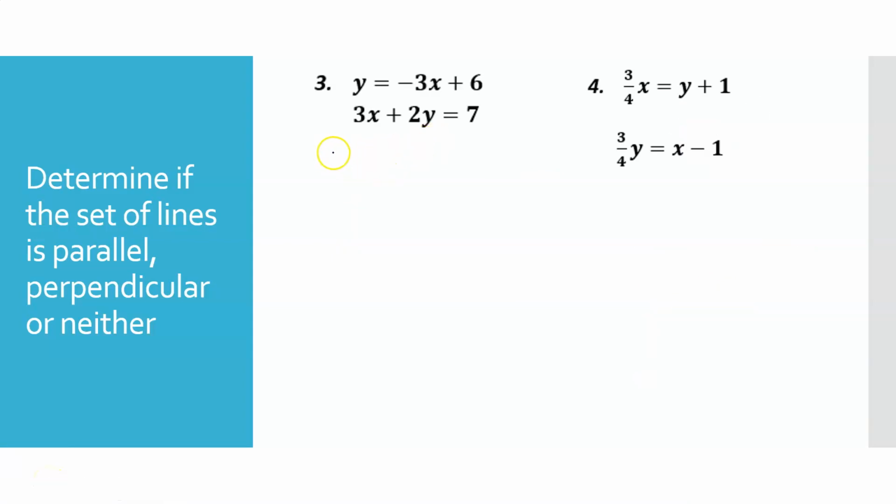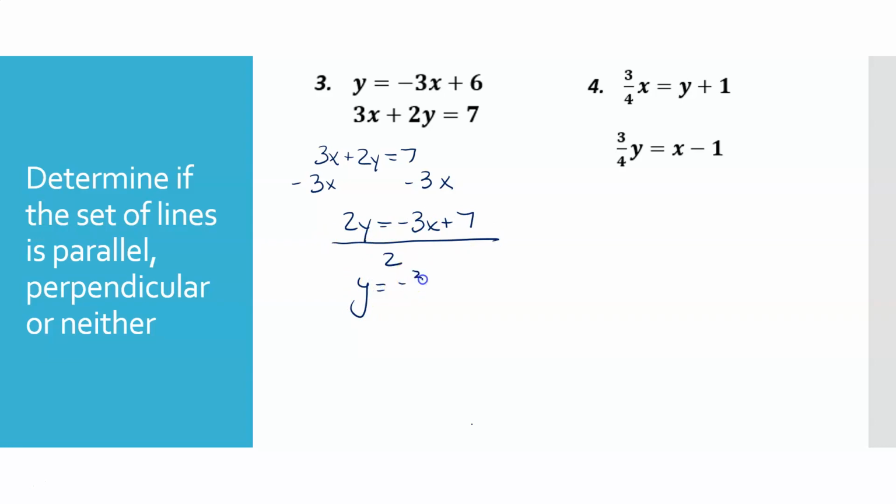So if we move the bottom one into slope-intercept form, I'm going to subtract 3x from both sides. I have 2y equals -3x plus 7. And if I divide everything by 2 and look at their slopes, no relationship, so neither again. Okay, be careful with number 4.